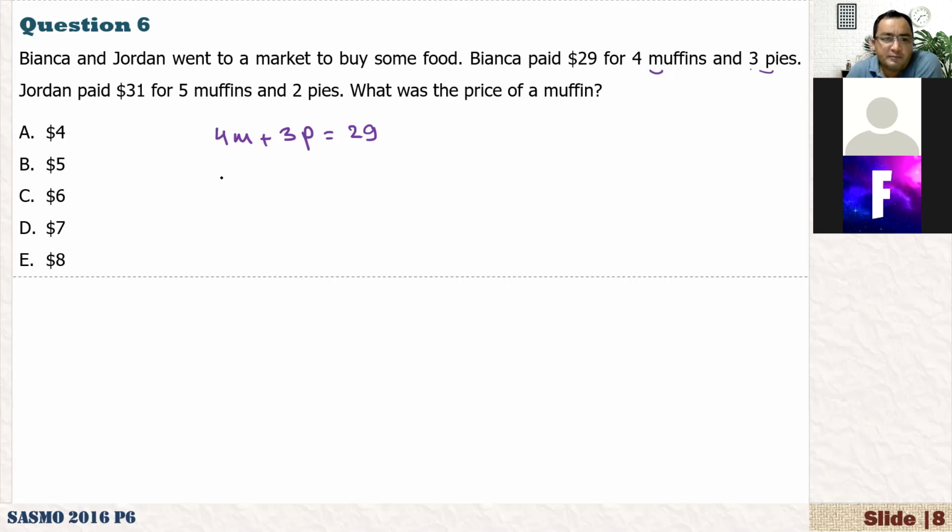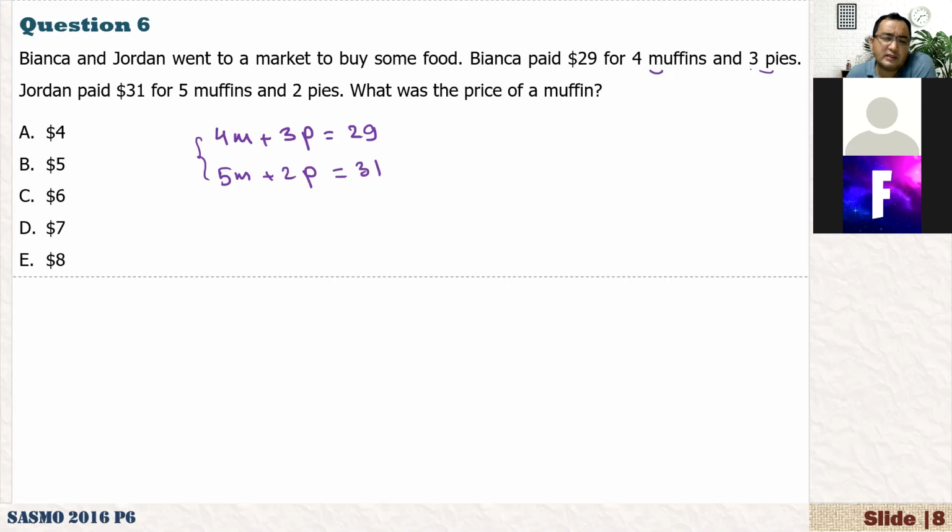Anyway, Jordan paid $31 for 5 muffins and 2 pies. So the total cost is $31. The question is to find the price of a muffin. Let me set 1M. Actually, what is this? It is just a system of linear equations. How do you solve this? One popular or famous method is the elimination method. We need to eliminate one of the variables from the equations.